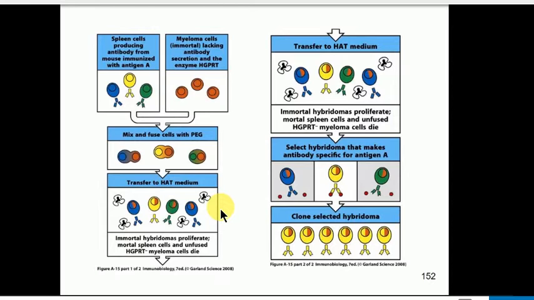So where do monoclonal antibodies come from? The idea is actually very simple, and this was Cesar Milstein at the MRC labs in Cambridge and George Köhler who first had this idea. And I know somebody, a friend of mine, who was working in the lab at the same time.